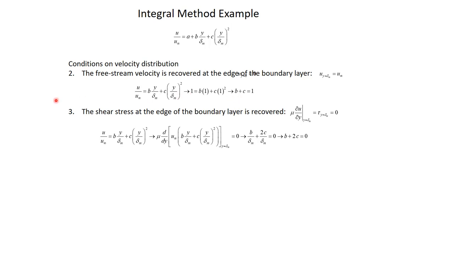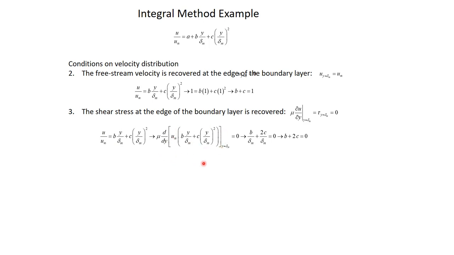So I should get another equation if I go to the last condition, which is that the shear stress at the edge of the boundary layer needs to be recovered. So this is my equation for that, right? I have to take the derivative of u with respect to y and evaluate that at y = delta sub m and set it to 0. So that's what I did here. Here's my velocity distribution. I plug that into this derivative here, right? So solving this for u, this is what I get.